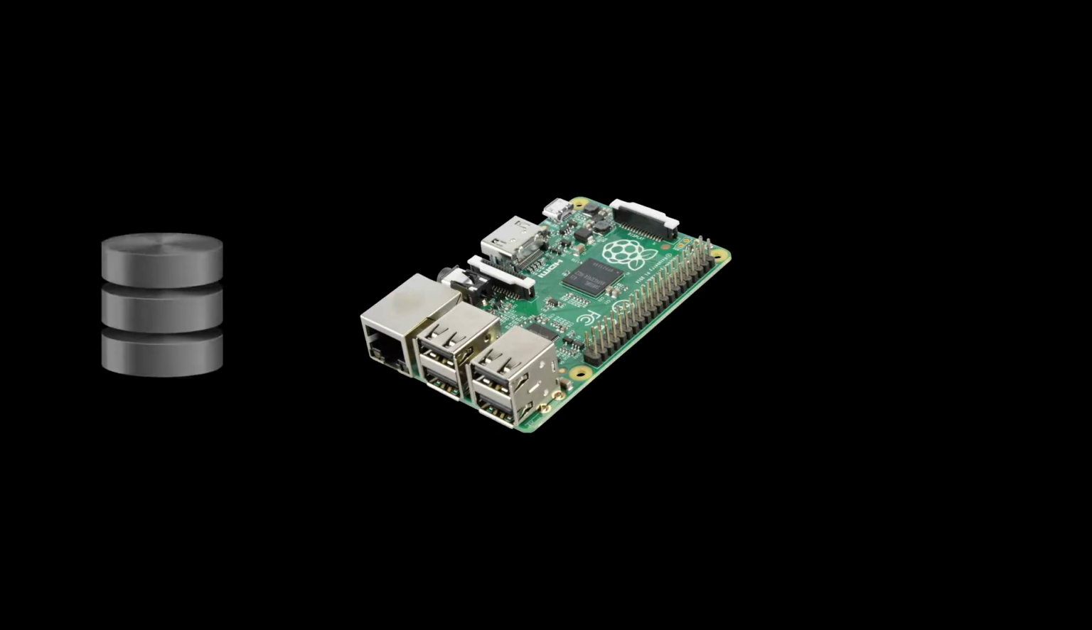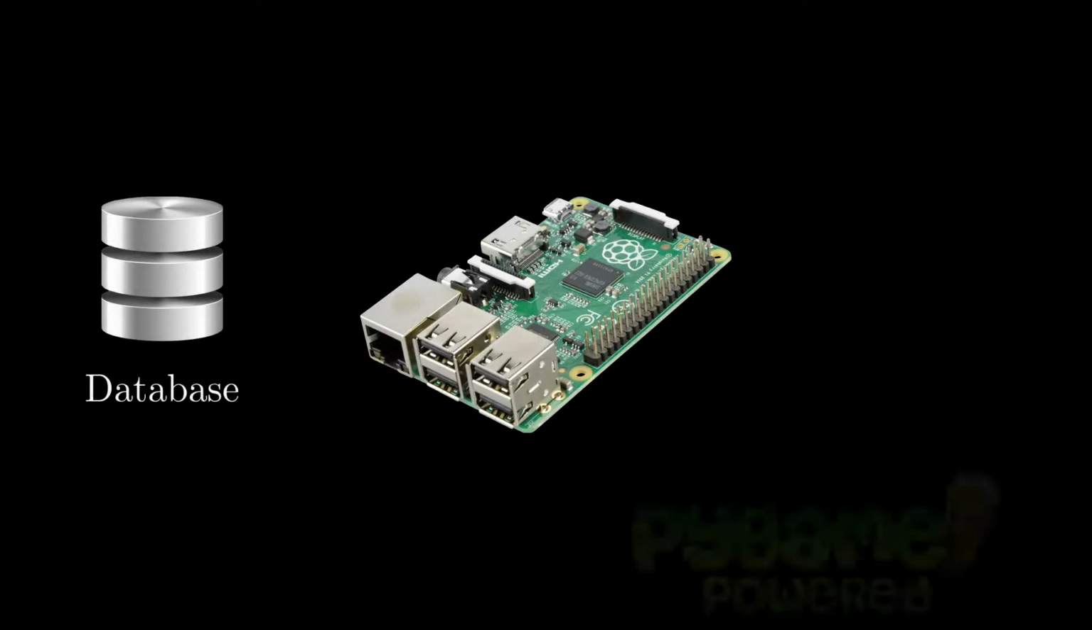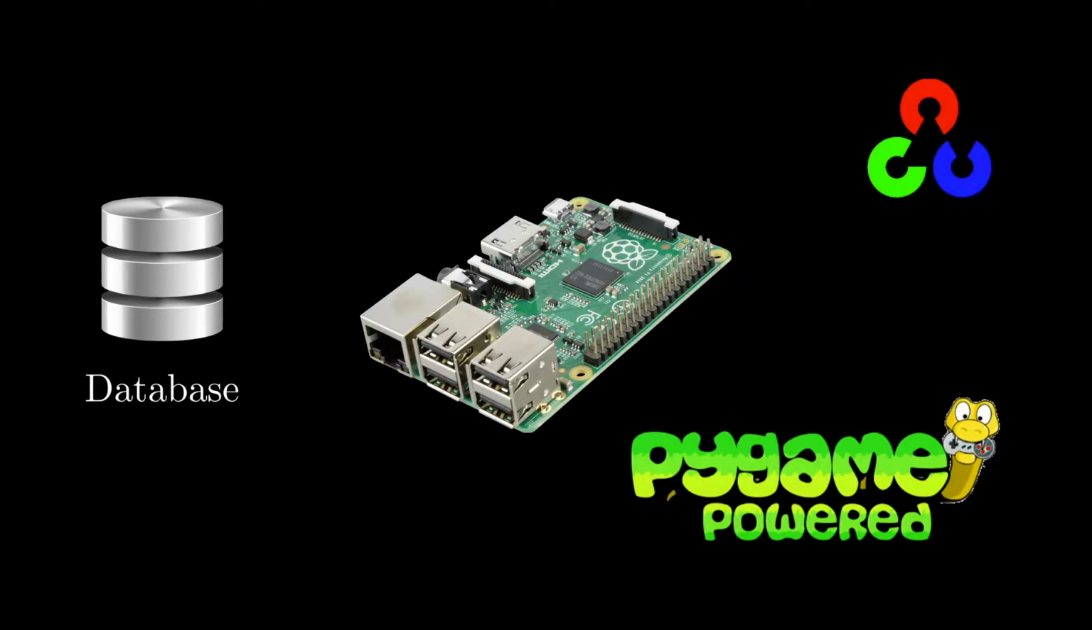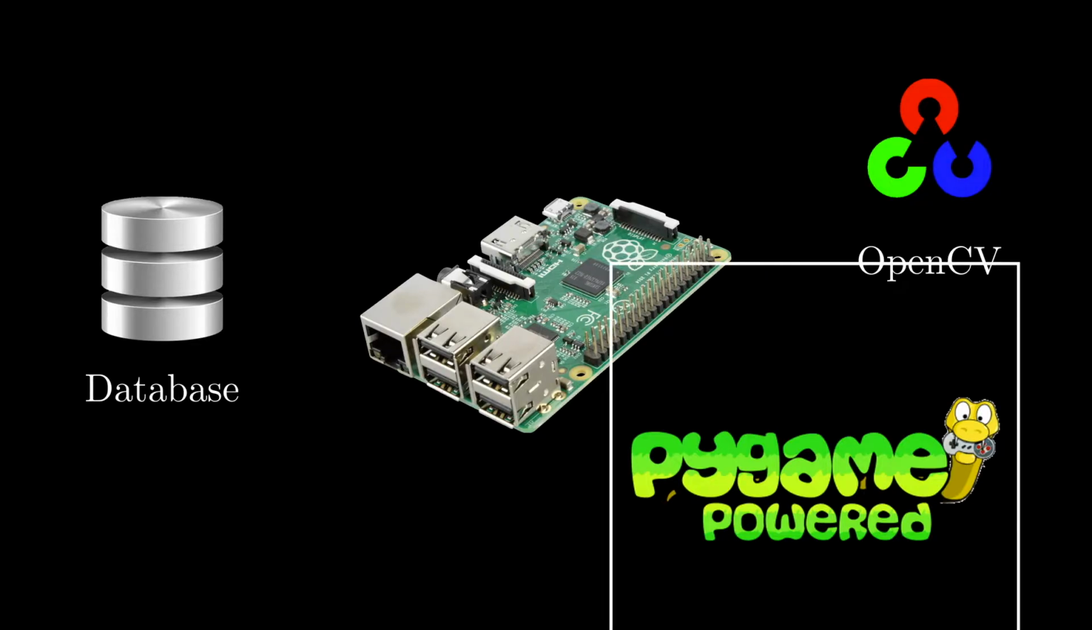Coming out of the Raspberry Pi are 3 different parts, or what I would like to say, nodes. These nodes are the database, OpenCV, and PiGame. Each of these nodes is responsible for one of the modules. Since PiGame is probably the easiest to explain, I'll start there.